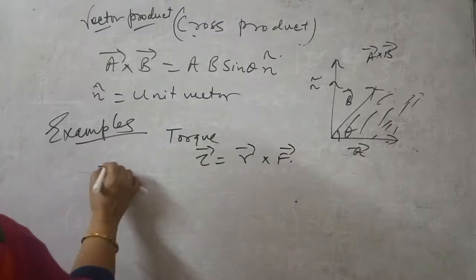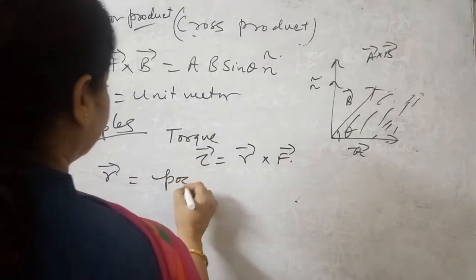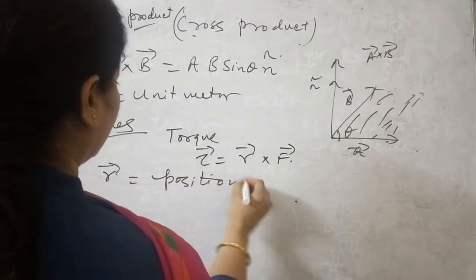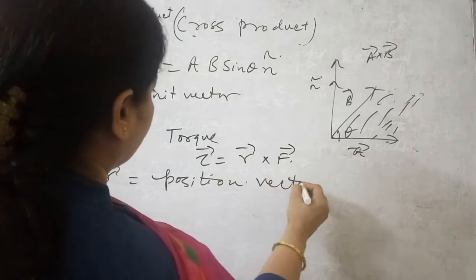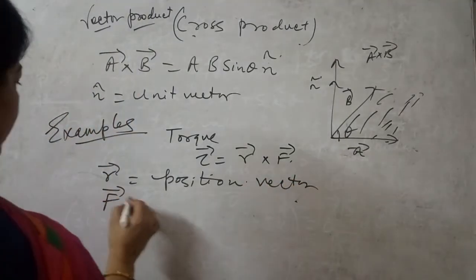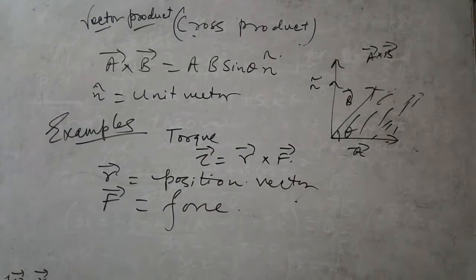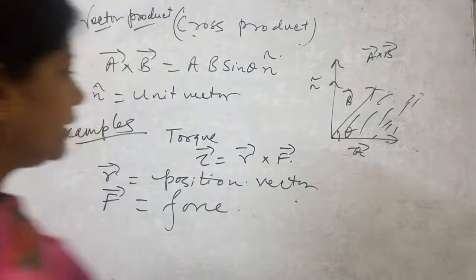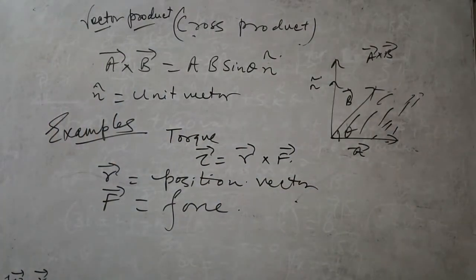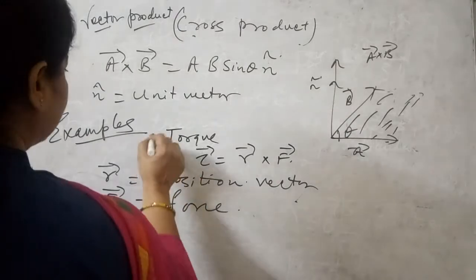Here r vector is what? Position vector. And F vector is what? F vector is the force. This is one of the best examples we can give, and we can also write tau is equal to rF sine theta, with the given direction. Next example, this is the first example.